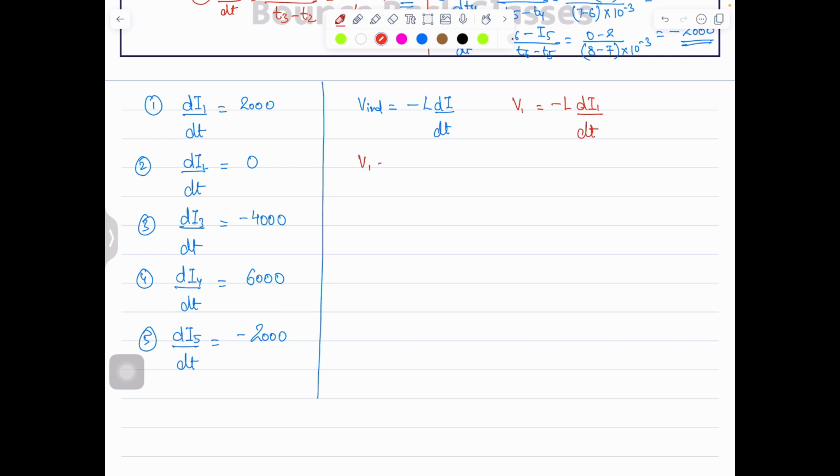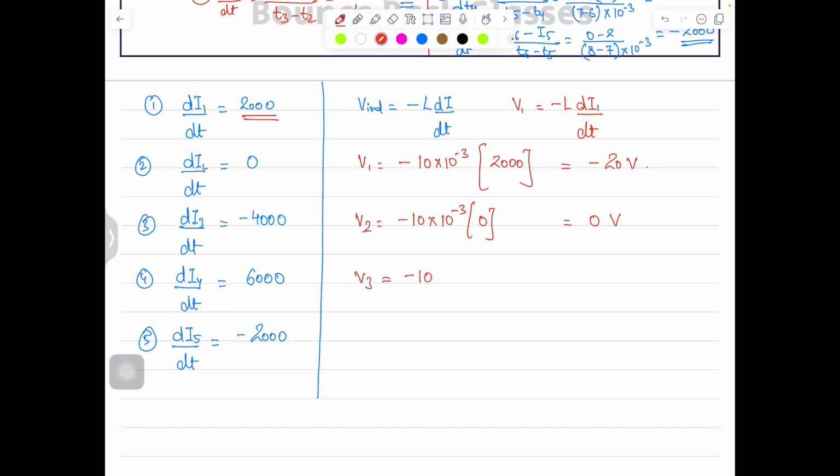So V1 is equal to negative. Value of L is fixed, 10 multiplied by 10 to the power negative 3. What is the value of first? 2000. Solve this. What is your answer? Negative 20 volt. Similarly, solve V2. Negative 10 multiplied by 10 to the power negative 3 multiplied by 0. So answer is 0 volt.